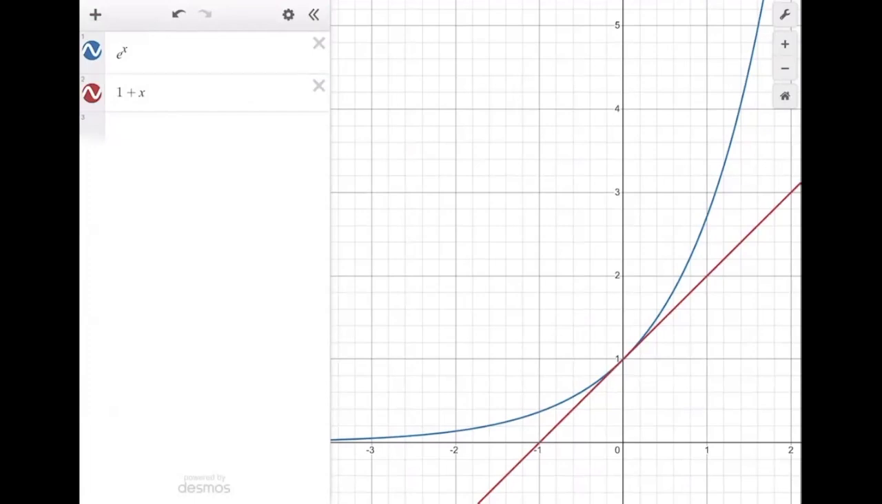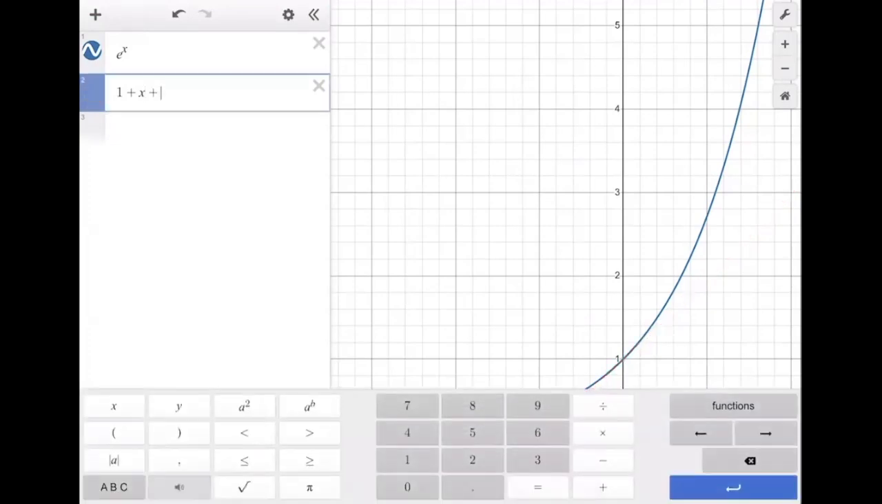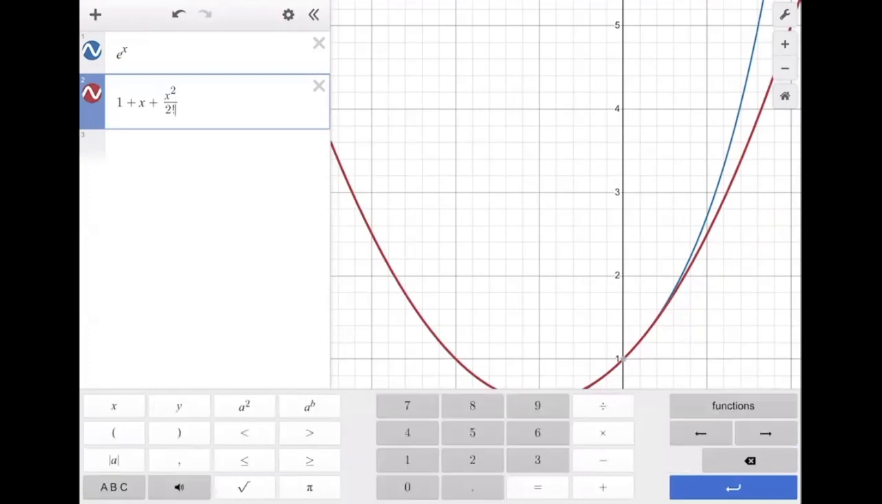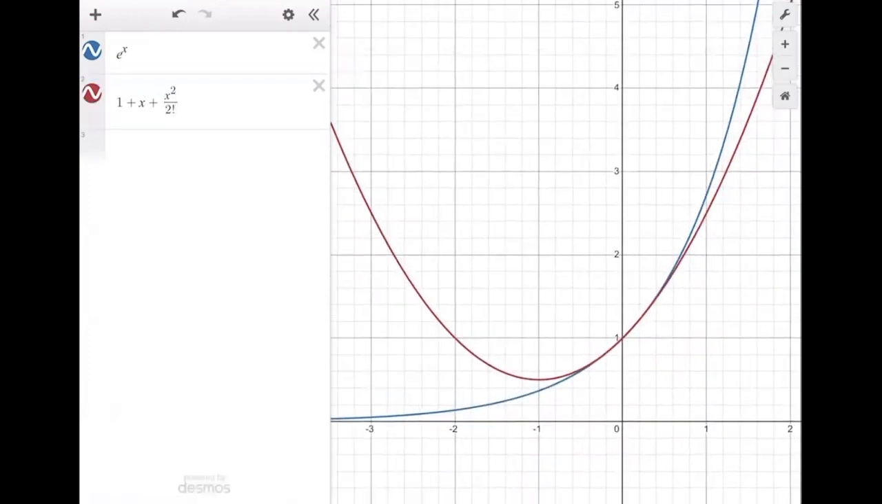So let's see what happens when you increase the degree of that polynomial. Let's add one more term. So that's going to be plus x squared over 2 factorial. That looks a lot better. Yeah, that's a quadratic function.